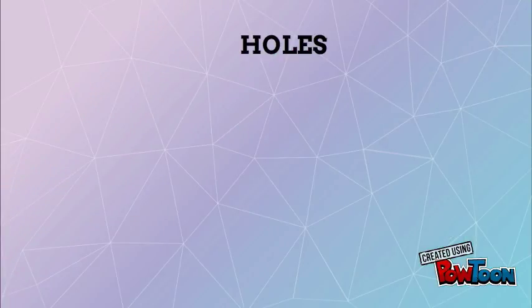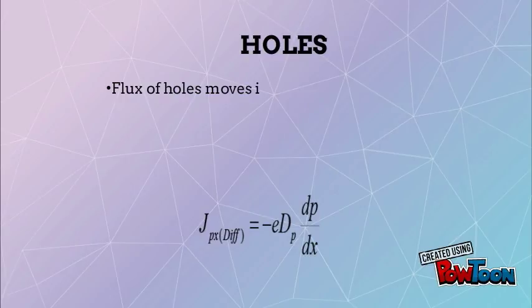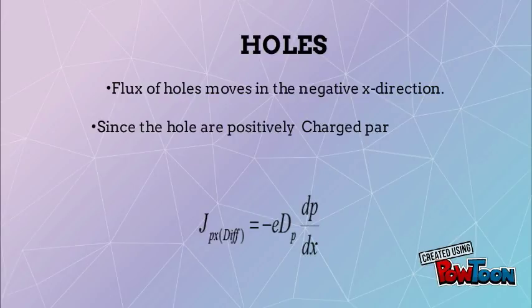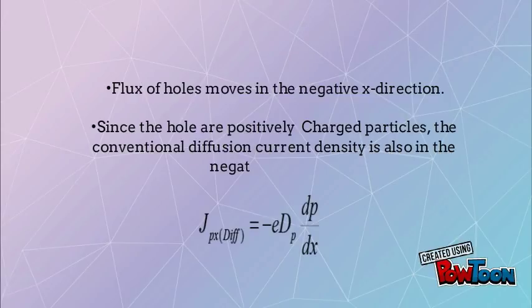Diffusion current density of holes. Flux of holes moves in the negative x direction. Since holes are positively charged particles, the conventional diffusion current density is also in the negative direction.